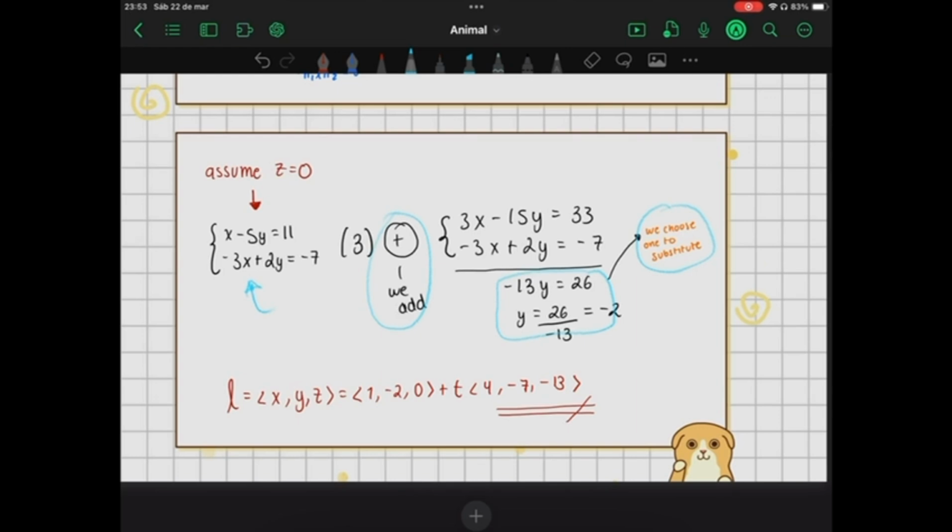And we finish our exercise and we can find our vectors. The result is (1, minus 2, 0) plus t multiplied by (4, minus 7, minus 13), and that's all.